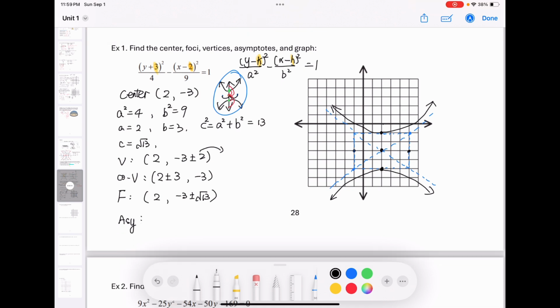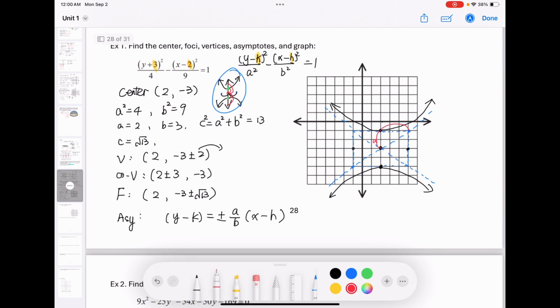For this graph, the asymptotes have a formula: y minus k is equal to plus or minus a over b times x minus h. You can also ask, why do we have a over b? Because we have learned that a over b is a slope. We go up, rise over run: we rise a units to get to the vertex, and then run 3 units, which is my b value. So rise over run is a over b.